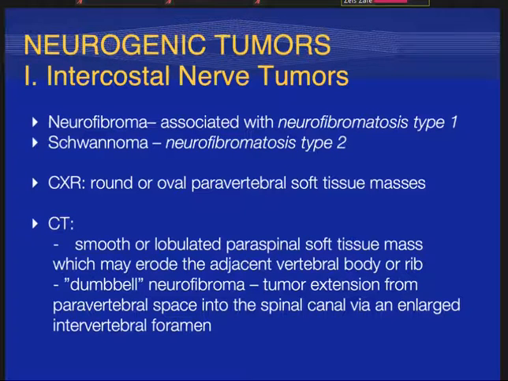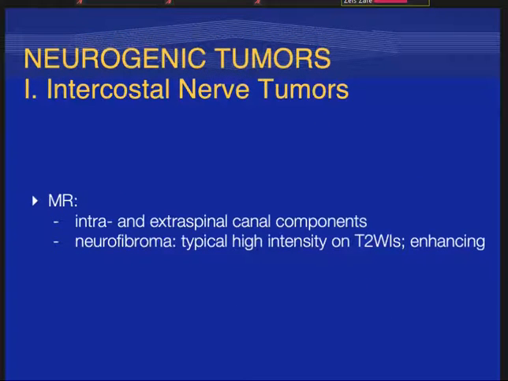Radiographically, it appears as round or oval paravertebral soft tissue masses, and CT scan shows erosion to the adjacent vertebral body or rib. There can also be extension from the paravertebral space into the spinal canal via an enlarged intervertebral foramen, which is characteristic of a dumbbell neurofibroma. In addition to the occasional demonstration of both intra and extraspinal components, MR of neurofibromas shows typical high signal intensity on T2 and often enhances following gadolinium administration.